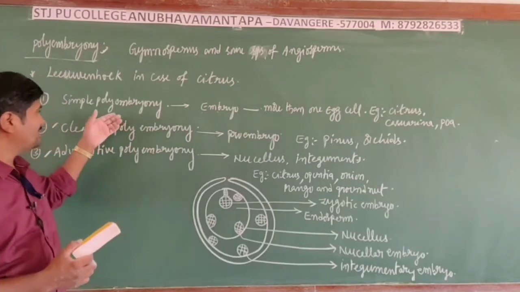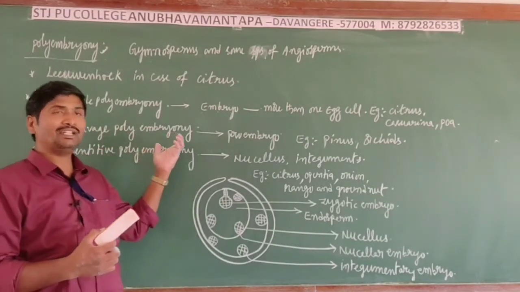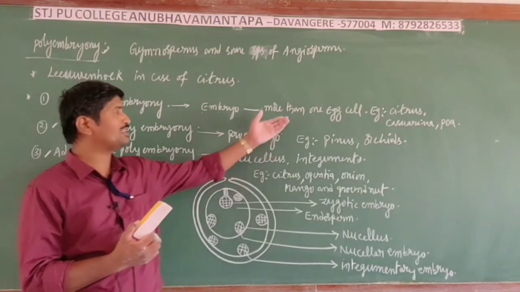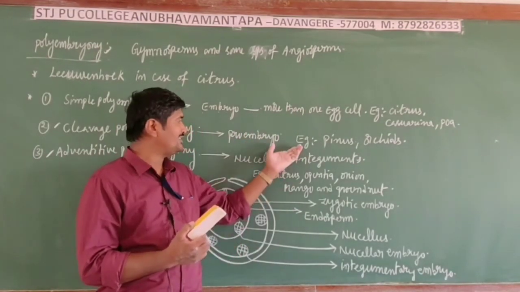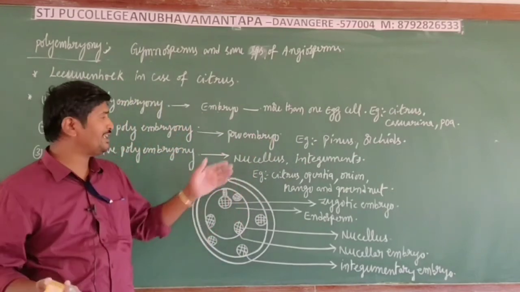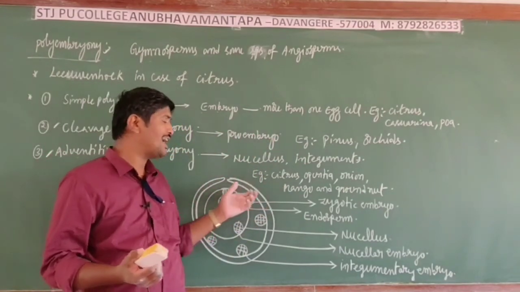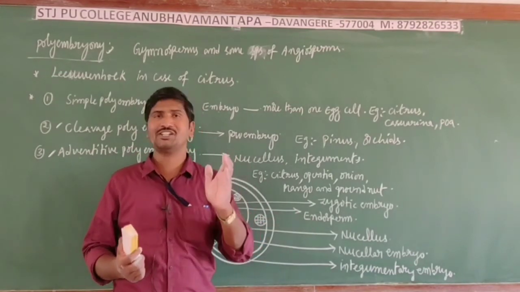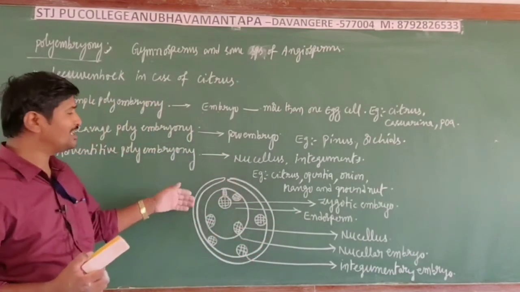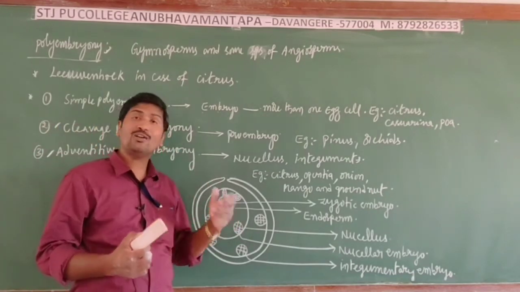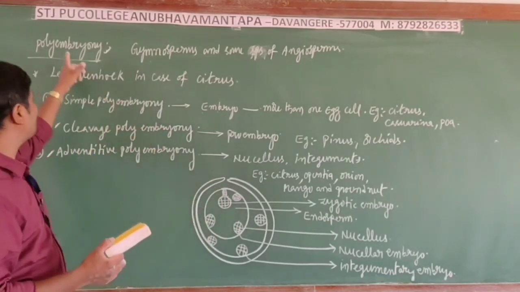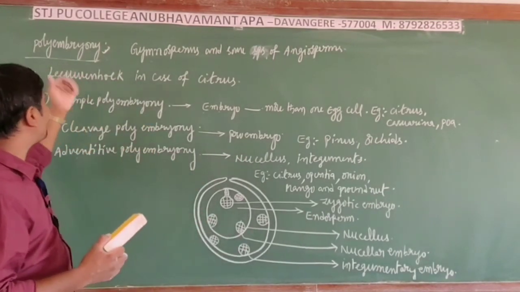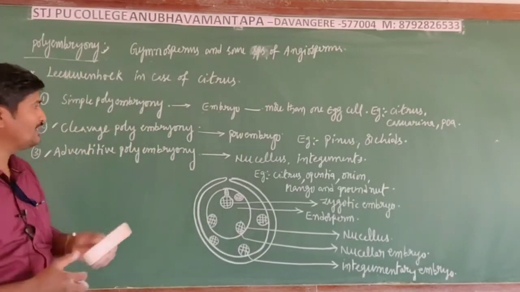Anyhow, here the embryos are developed from a number of parts of the ovule. Here more than one egg cell, that is the proembryo, splits into many embryos, and other parts of the ovule also give rise to embryos. These are all conditions responsible for the presence of more than one embryo in a seed. That condition is known as polyembryony. So this is the concept of polyembryony. Next one.